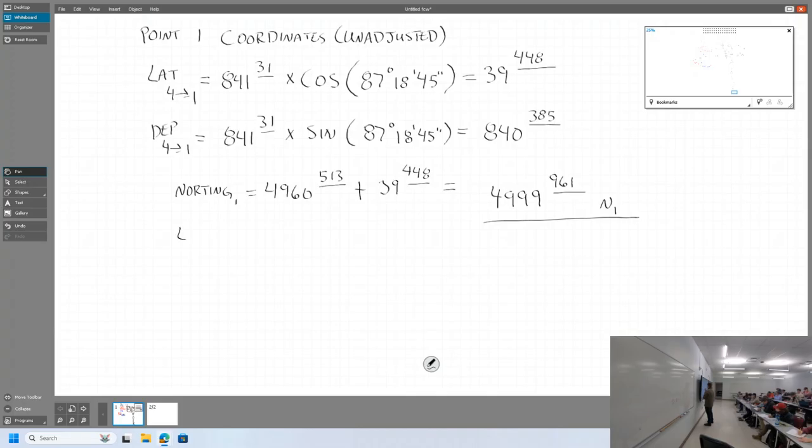Easting of 1 is going to be 4,159.58 plus our departure, 840.385. That's going to be 4,000.